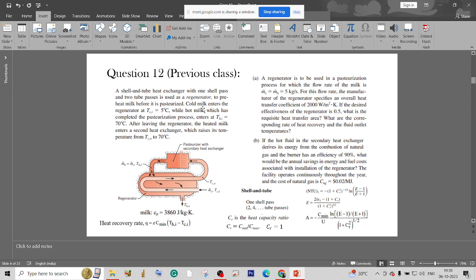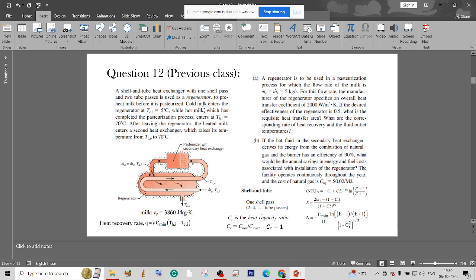So let us take assumptions first. The assumptions will be: A, negligible heat loss to surroundings, and B, constant properties. So these are the assumptions that we are working with.